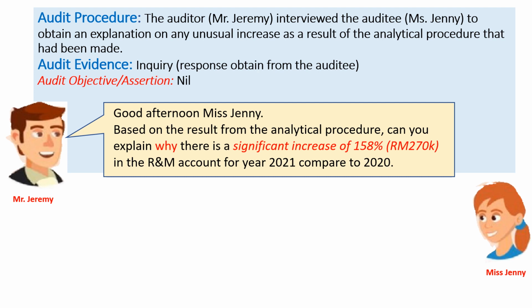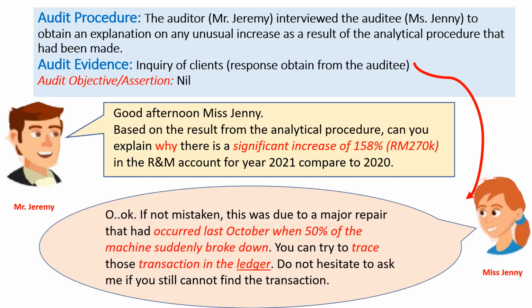Good afternoon, Miss Jenny. Based on the result from the analytical procedure, can you explain why there is a significant increase of 158% in the repair and maintenance account for year 2021 compared to 2020? Oh, okay. If not mistaken, this was due to a major repair that occurred last October when 50% of the machines suddenly broke down. You can try to trace those transactions in the ledger. Do not hesitate to ask me if you still cannot find the transaction.